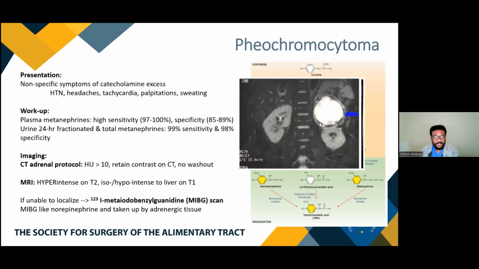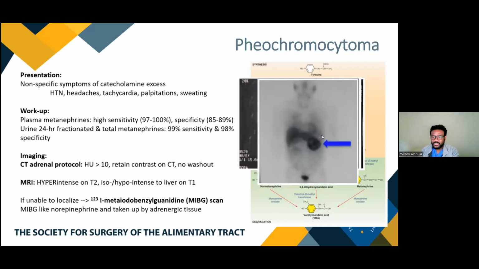And then if neither the CT nor the MRI is able to localize the tumor, the MIBG scan is pretty much your last ditch effort because the MIBG tracer acts as a norepinephrine analog, and so the adrenergic tissues actually take up the tracer, and so they light up. And this is what it looks like on the MIBG scan. So these are the three options when it comes to localization of pheochromocytomas.